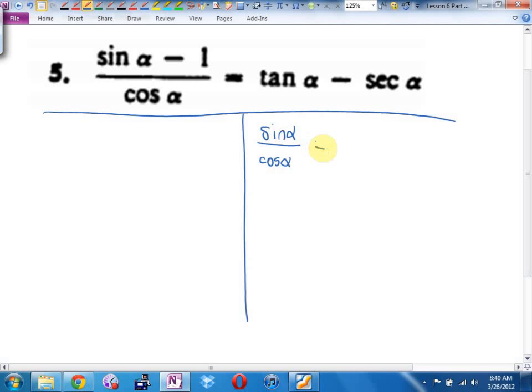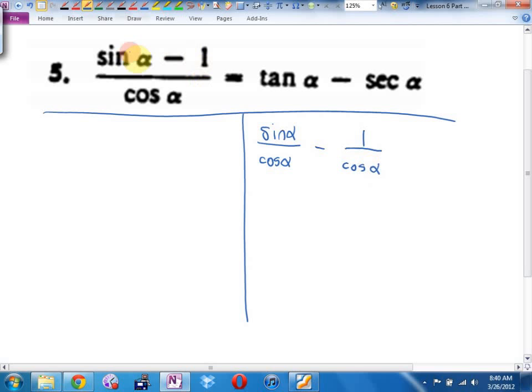Minus. Secant is what in terms of sine and cosine? Now, the other thing that I'm always doing, Dominique, is I'm moving my eyes to the left, to the right, to the left, to the right, looking at the left side, looking at the right side. For example, what's on the bottom on the left side here, Dominique? What's on the bottom on the right side here? That's a good thing.